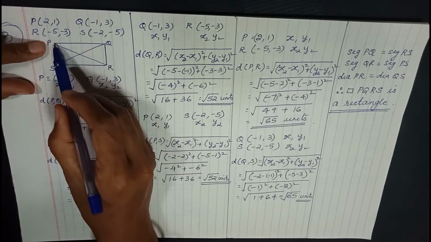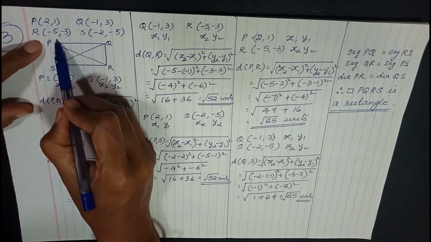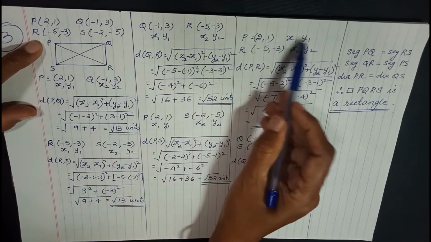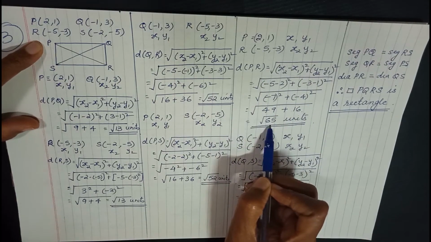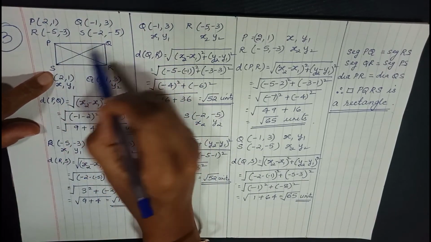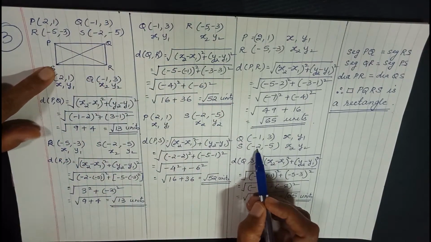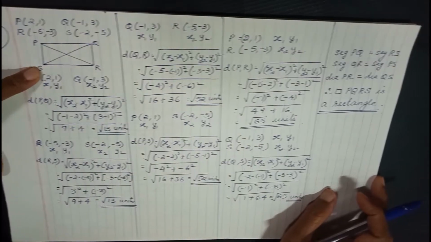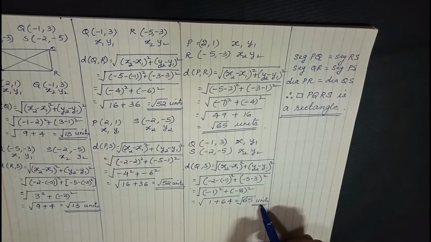So you can see the first diagonal is P and R, PR. So I will be using the coordinates of P and coordinates of R, and again using as x1, y1, x2, y2, we find out distance PR, which I got as root 65 units. Now the second diagonal is SQ or QS. So using the coordinate of Q and coordinate of S, again we substitute in the distance formula to get the answer root 65 units. So you can see both the diagonals are equal in length. This is not the case in a parallelogram. Parallelogram doesn't have two diagonals of equal length.